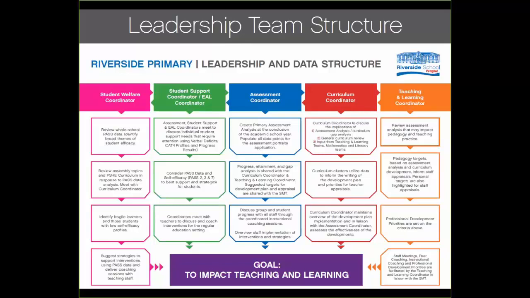We've done away with lower school and upper school heads, and we now have these positions that span years 1 through 6. And what that means for us is that the ownership taken by each one of these members goes through the school from top to bottom, and that each member of the leadership team has an equal stake, an equal share in the data that we're using.